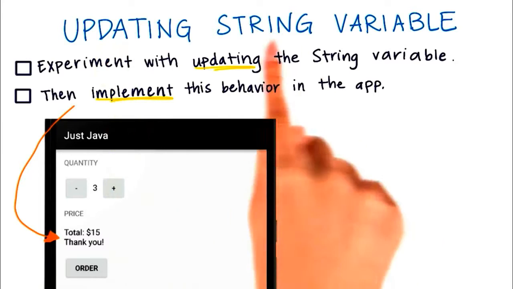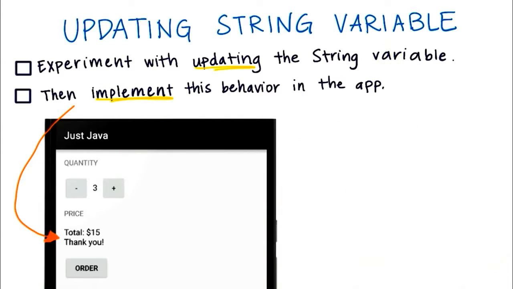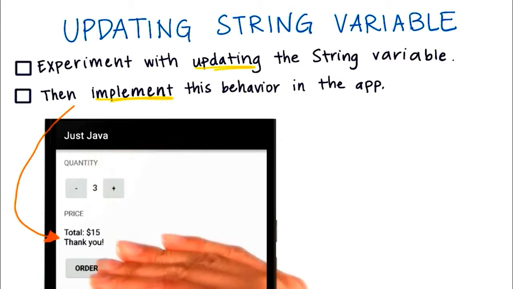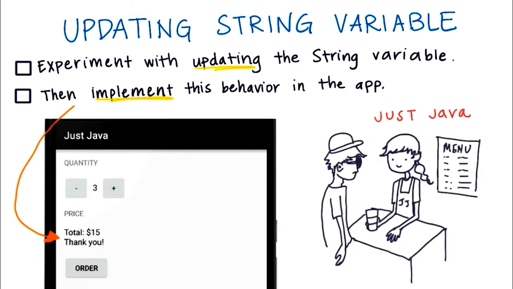In the next lesson, you're going to need to update string variables more often, specifically because there's going to be more fields in this order form, and we're going to need to build up the order summary. When you're done, check these boxes to continue. This is the last coding task of the lesson, so good luck.